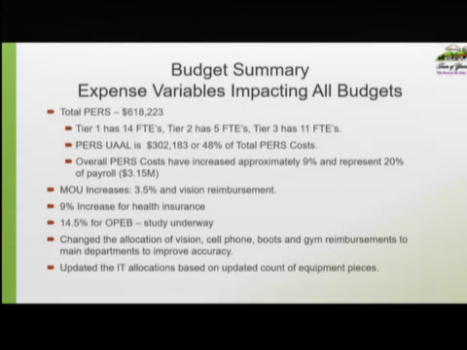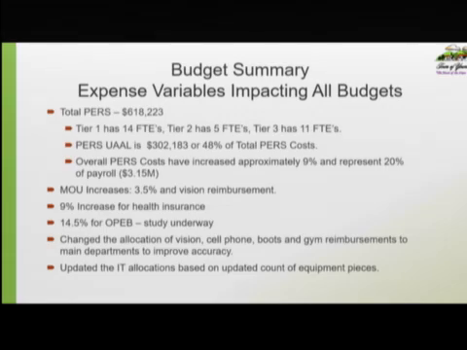So aside from that, the other elements driving this budget are the MOU increases of 3.5% and also an increase in vision reimbursement from $400 to $500 annually per employee. There's also an increase for health insurance premiums projected at 9%. We're expecting to continue funding OPEB at the full ARC amount. The last study we had advised us to fund it at 14.5%. We do have a study underway right now, and so that may need to shift, but for now we're using the same variable we have in place.